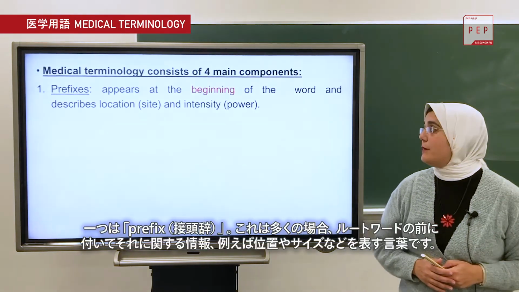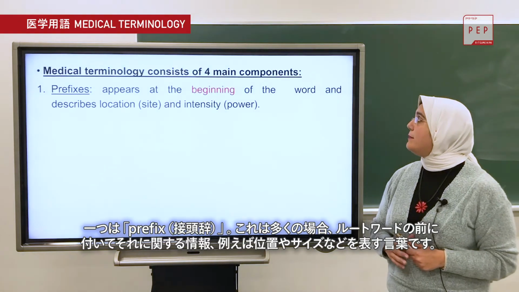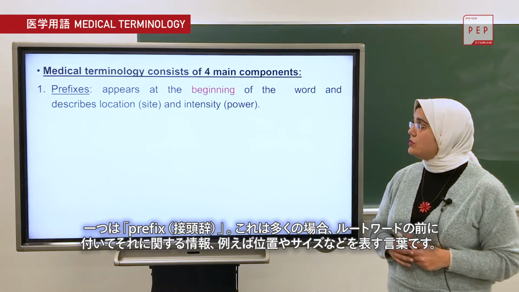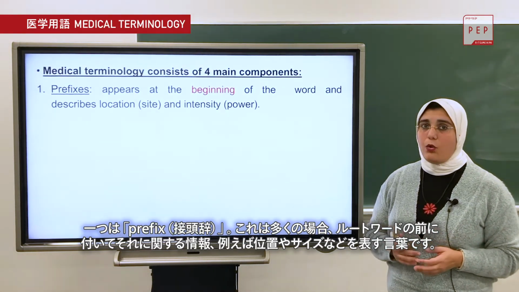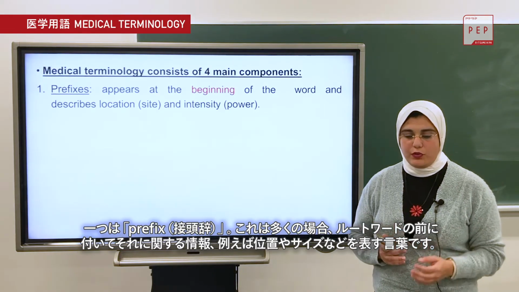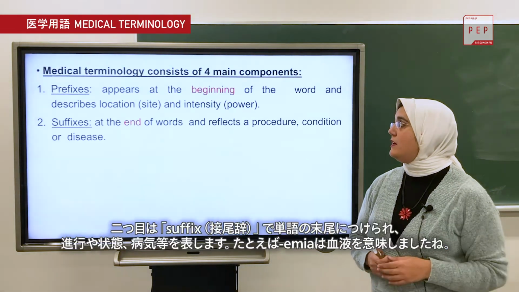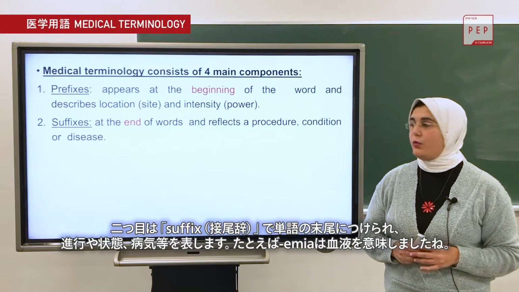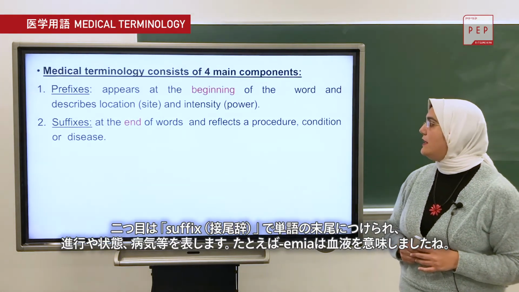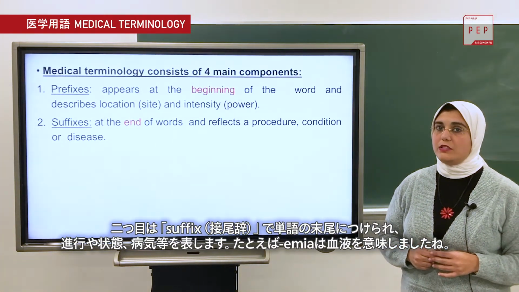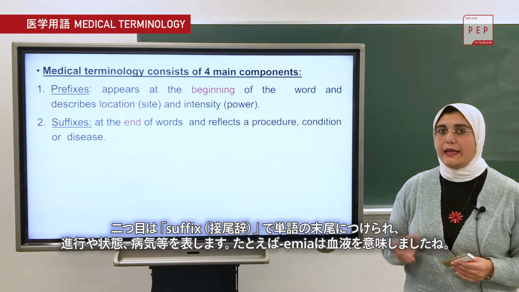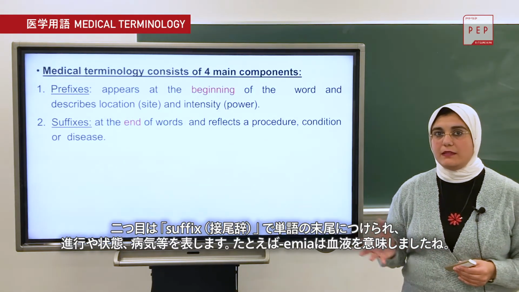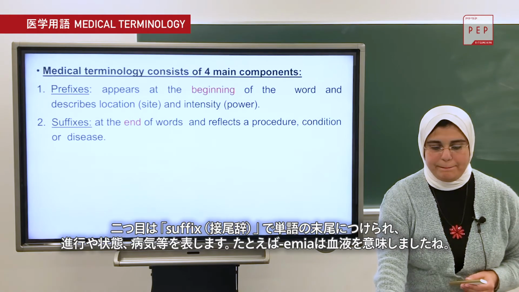First one is the prefixes, which appear at the beginning of the word, and usually they describe the site or intensity of the main word. Second is the suffixes. They are located at the end of the words and reflect a procedure, condition, or disease. Like anemia. Anemia means blood, so they describe this one.